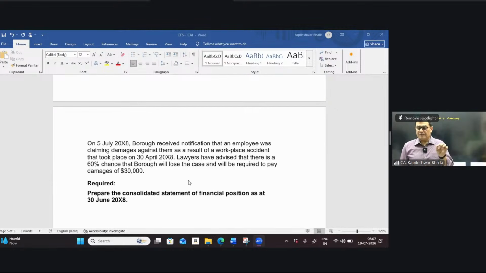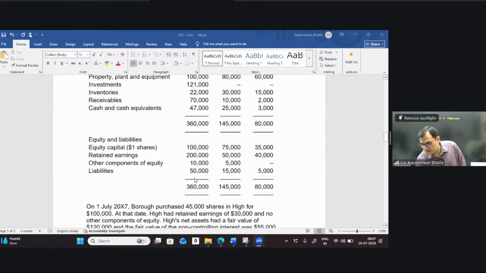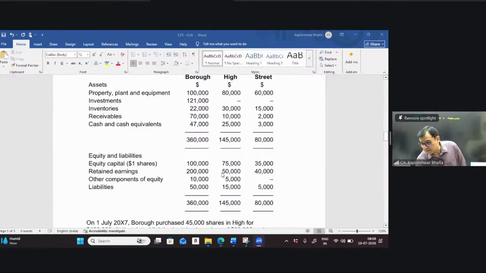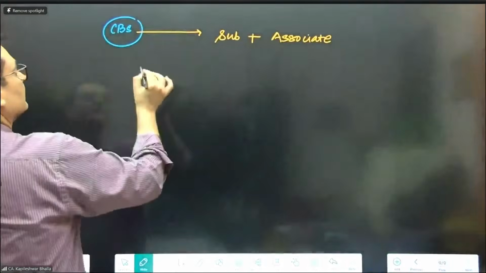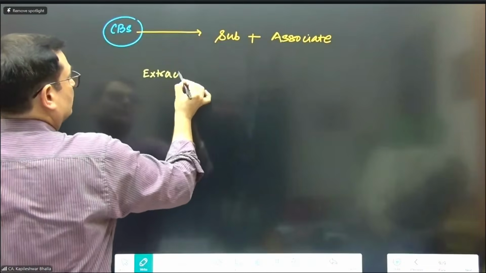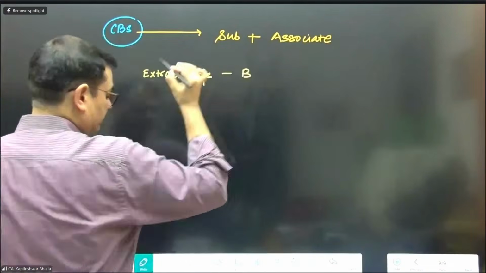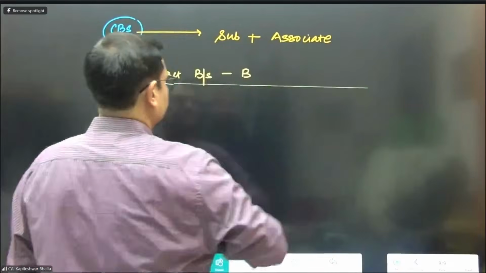It says the company received a notification that an employee was claiming damages as a result of a workplace accident. The accident took place before the balance sheet date. The condition is present. Lawyers are now telling me that there is a 60% chance of losing the case. So what do we need to do? Create a liability in the books and at the same time reduce the retained earnings in the balance sheet. If you look at the retained earnings of B, it is appearing at 2 lakh. So we'll make an extract balance sheet for this transaction, of the company B, just indicating the changes on the balance sheet.